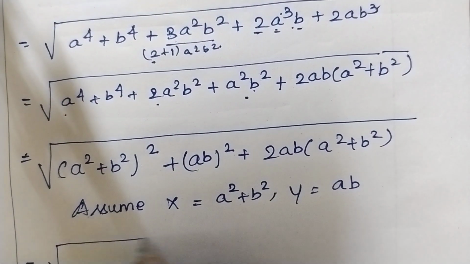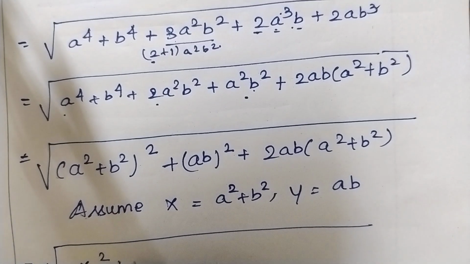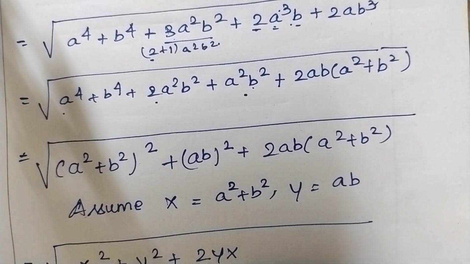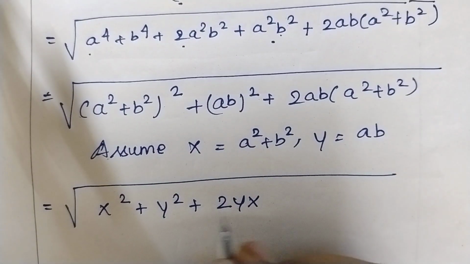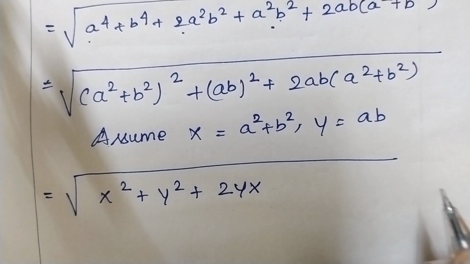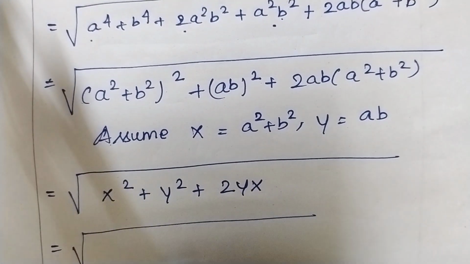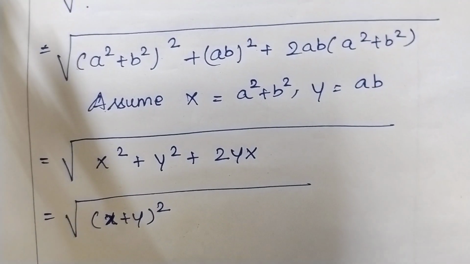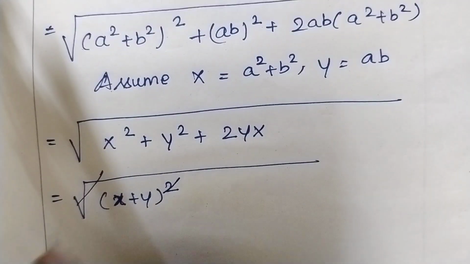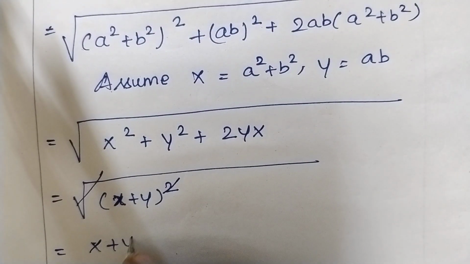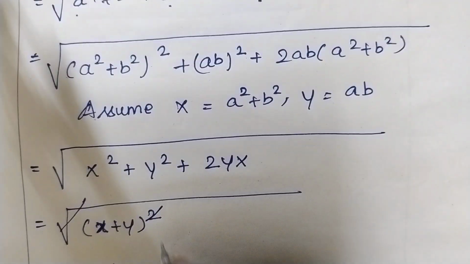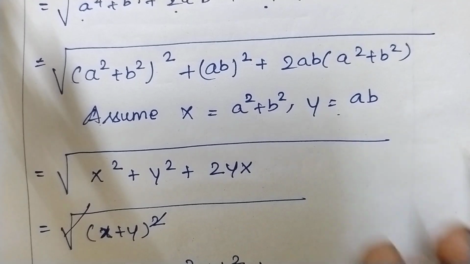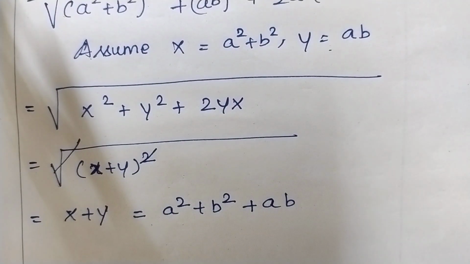Therefore this becomes the square root of x square plus y square plus 2 into y into x, so 2xy. So this formula, a square plus b square plus 2ab, is equal to what? A plus b the whole square. So therefore this can also be written as x plus y the whole square. The square and root get cancelled. Therefore which is equal to x plus y. So from this, x value is what? A square plus b square, plus y value is what? ab. So this is what we get finally.